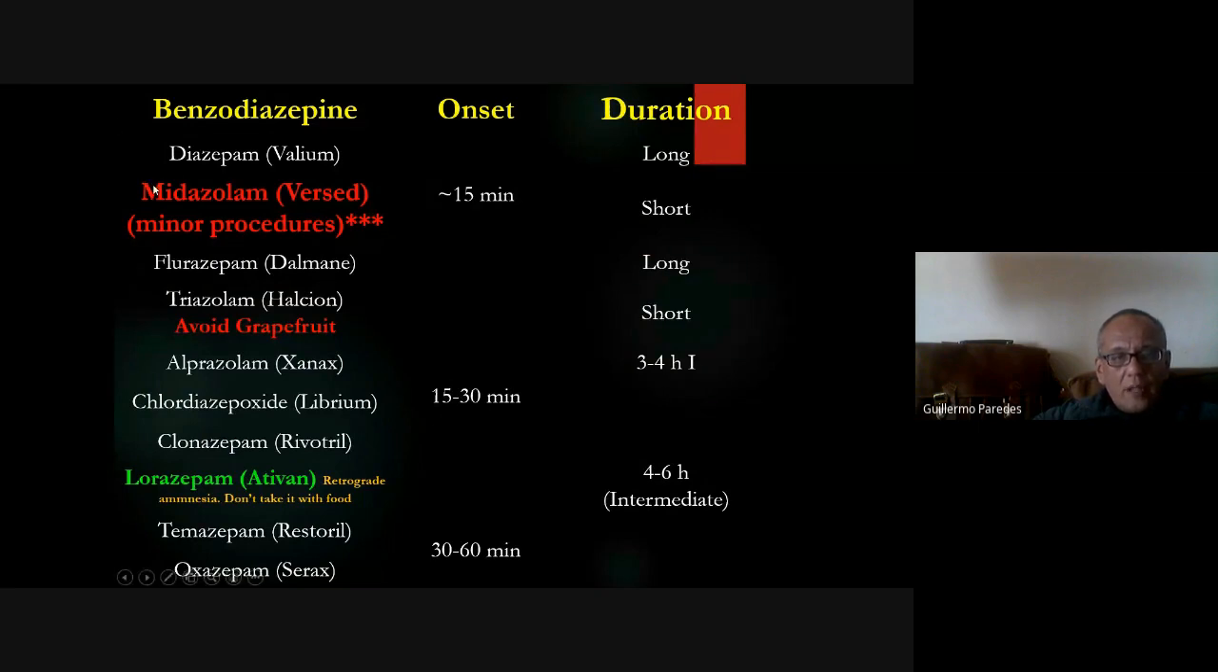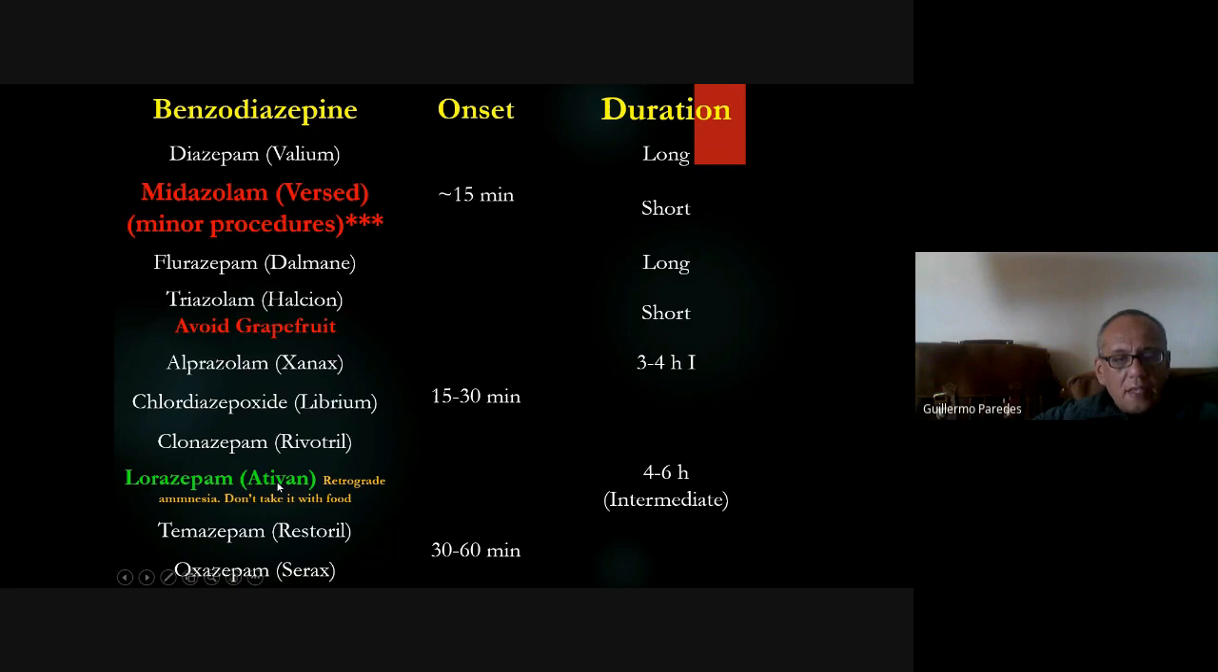All right, so here we have what I was trying to look for, midazolam. Midazolam is used for minor procedures, when you want to calm the patient, sedate the patient, but you need the patient to follow some directions, some orders during the procedure. Example, the endoscopy. Avoid grapefruit because it can change the effect. In some cases it decreases the effect; in this case, it's going to increase the effect of the benzodiazepine.